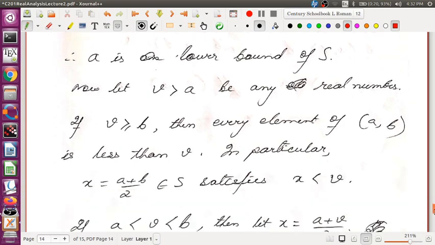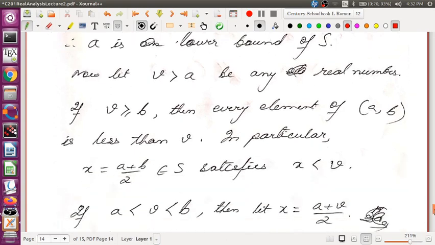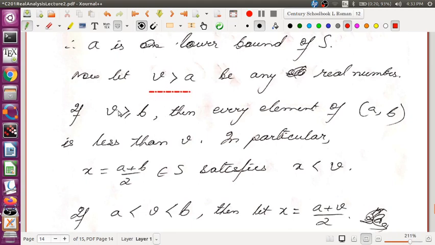Now I have to show that no number greater than a can be a lower bound. So let v belong to R be any number which is greater than a. So it may happen that v is greater than or equal to b. In that case, every element of (a, b) is strictly less than v. That's not a problem. In particular, x equal to (a plus b) by 2 belongs to S, and satisfies x strictly less than v.